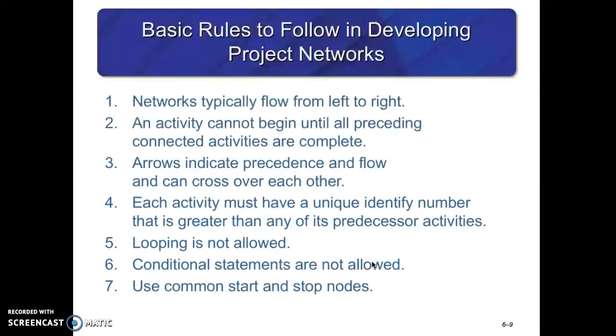So there are some basic rules when developing project network diagrams. Here are 7 rules. One, the network always flows from left to right. An activity cannot begin until all preceding connected activities are complete, which is about merge activities. Arrows indicate precedence and flow and can cross over each other. Each activity must have a unique identifier number that's greater than any of its predecessor activities. Looping is not allowed. It's not like a data flow diagram used in the computer science field. There's no conditional statement. And you always use common start and stop nodes, so there's only one start and one stop node.